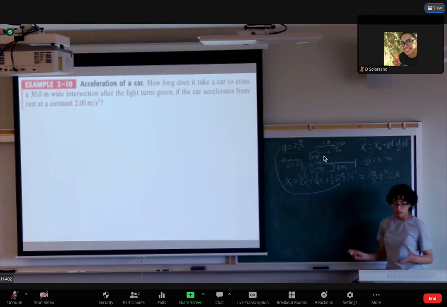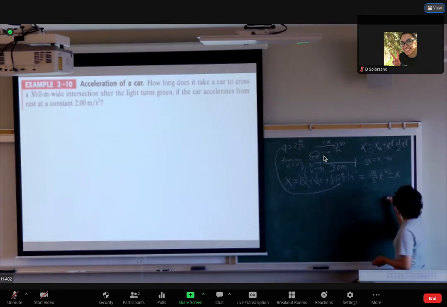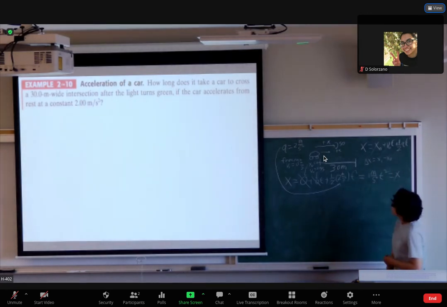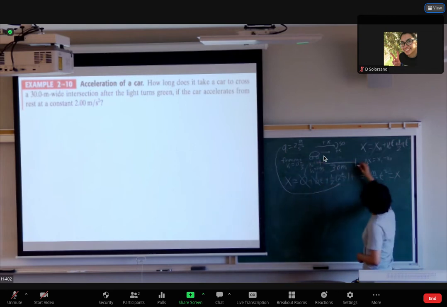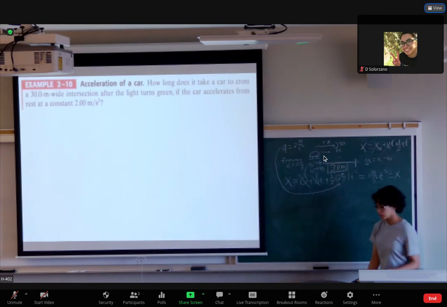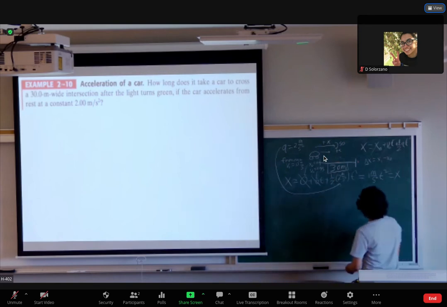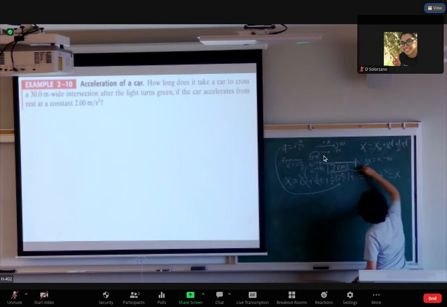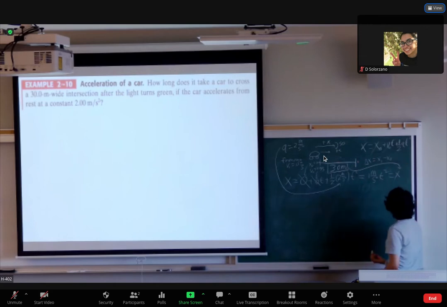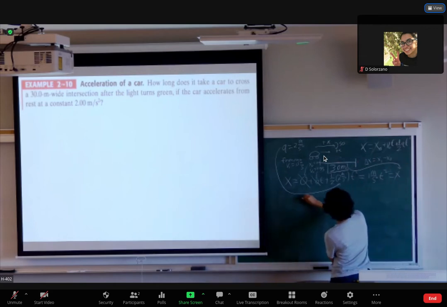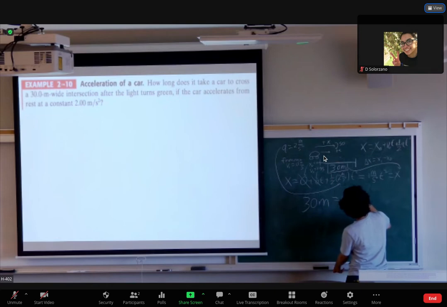So now you're trying to find time, right? And you're wondering what x is. Well, the car's got to cross these 30 meters to cross the intersection, right? So that's your x. You draw an arrow. So that's your x. So then you're going to go 30 meters is equal to 1 meter over second squared t squared.